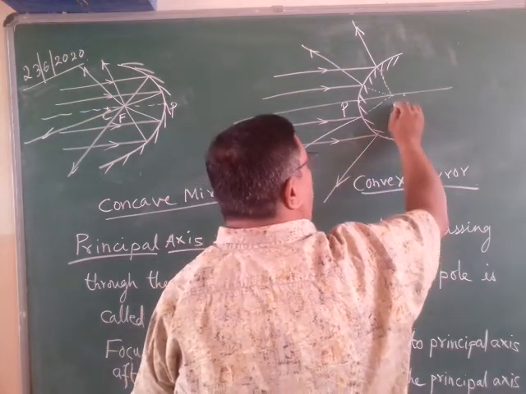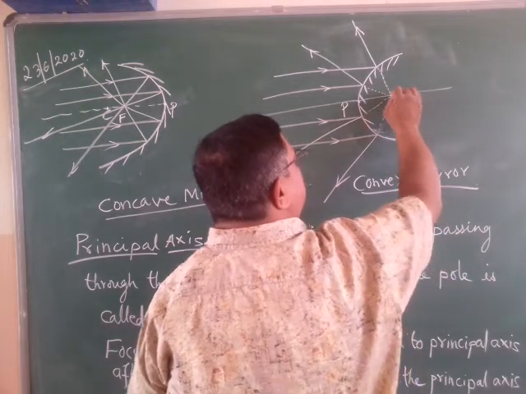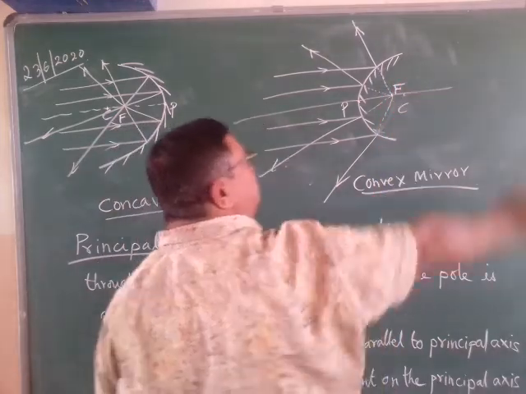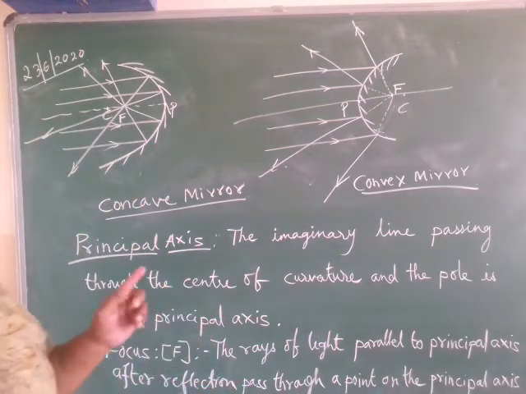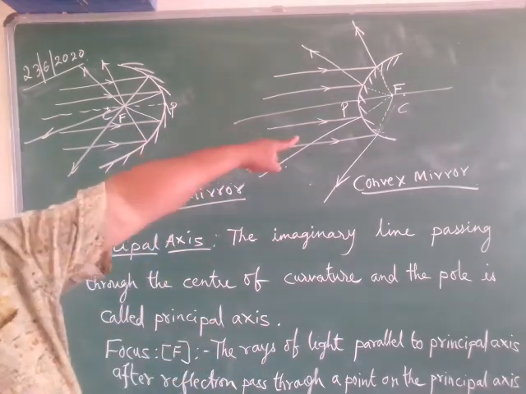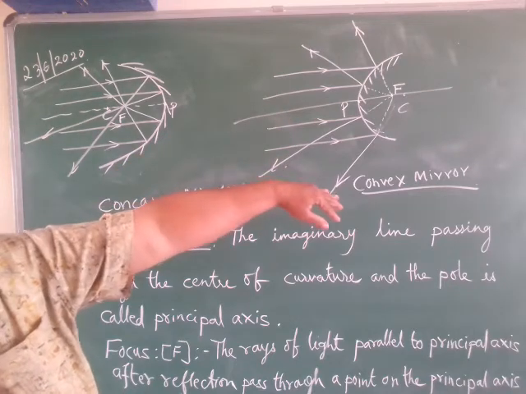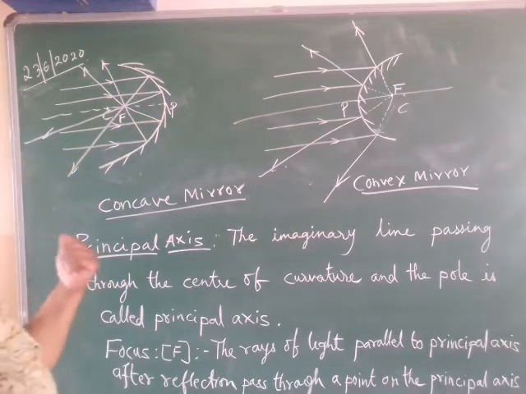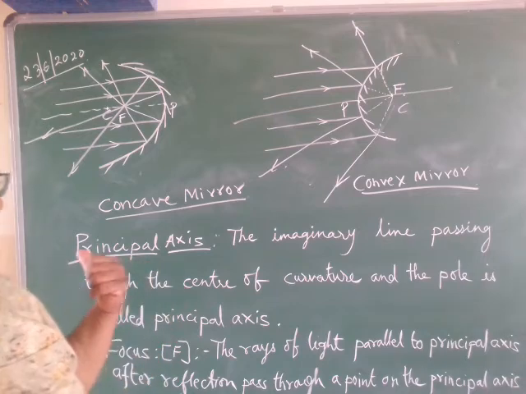All these reflected rays, if produced backward, meet at a point on the principal axis, and this point is called the principal focus. So for a convex mirror, the principal focus lies behind the mirror, and for a concave mirror, the focus lies in front of the mirror. So all of you please take down these notes.